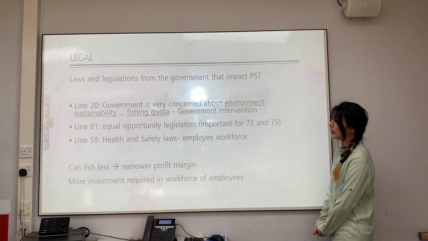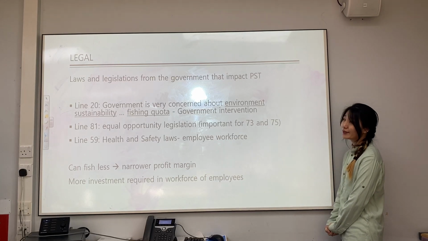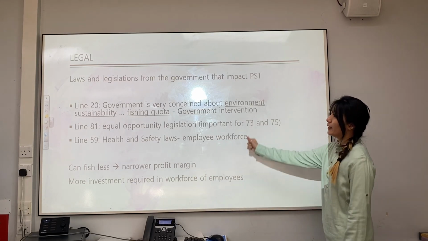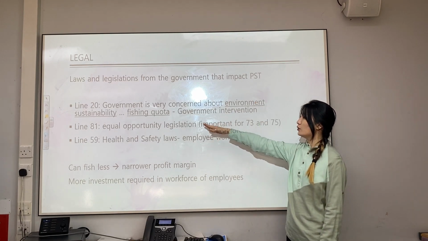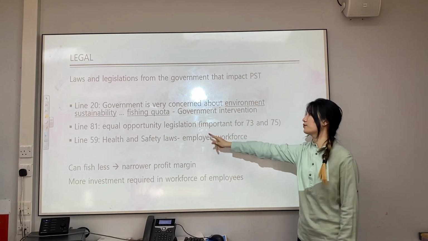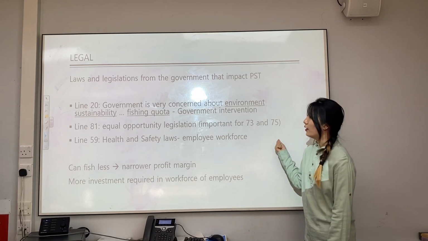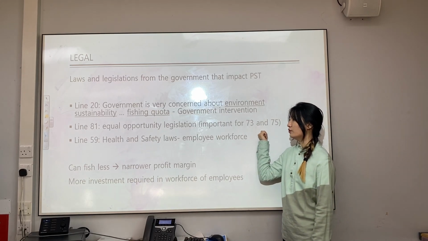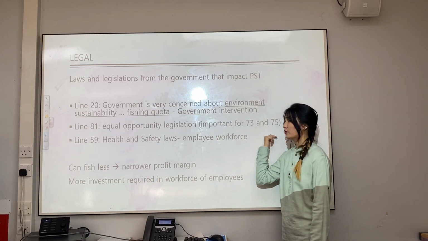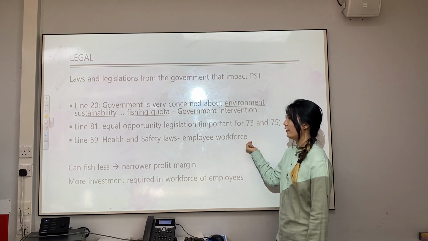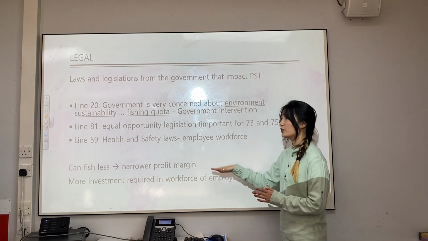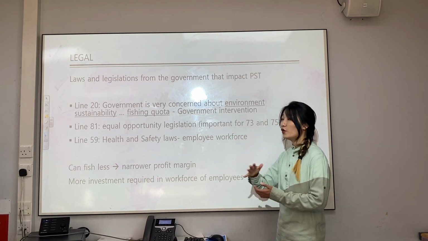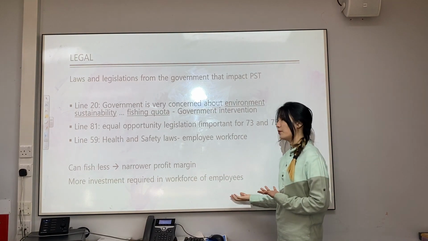Now we have legal impacts. Like we already know very well, the government decided to employ fishing quotas, and then extra legislation for equal opportunity for gender. They also have health and safety laws to protect the employee workforce. These are some legal factors that currently and will in the future impact PST.